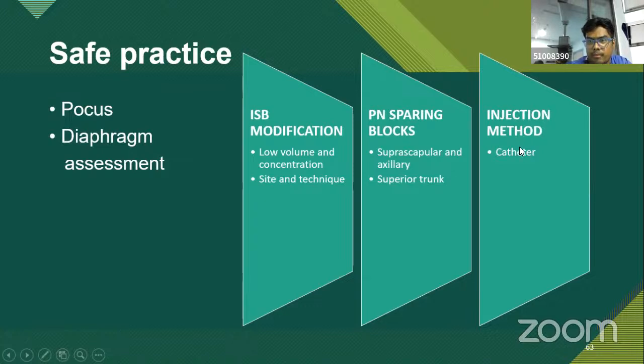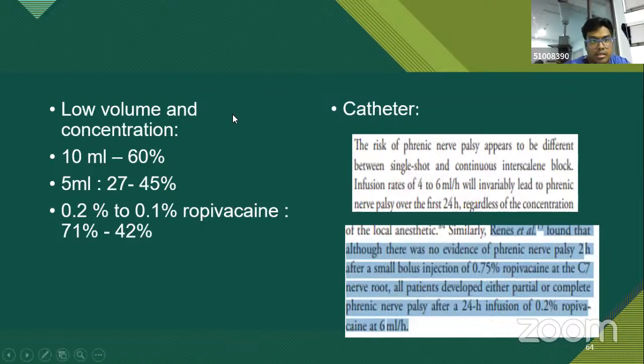And regarding the injection method, they have said that rather than a bolus injection via a syringe, the palsy is more than when the local anesthesia is deposited at C5, C6 via a catheter. So when we give it through the catheter, the injury or the palsy is less. Now, how to support it?